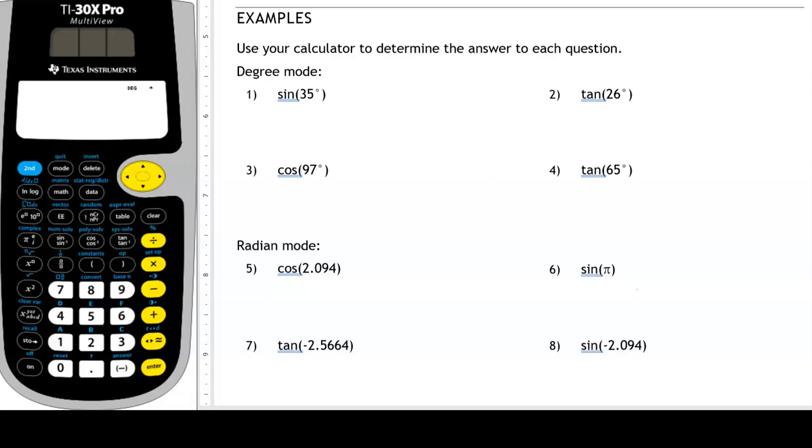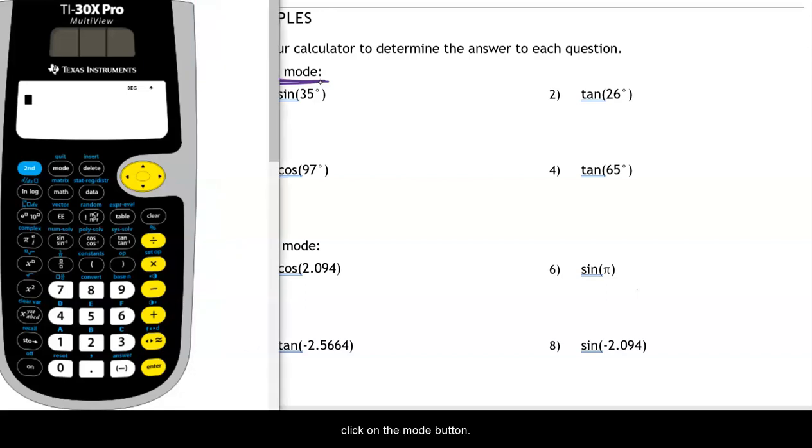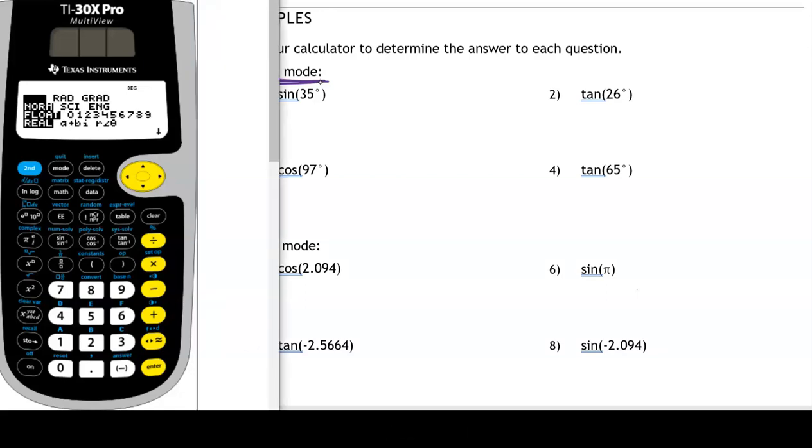What you want to make sure of each time is that you are in the correct mode. So for 1 through 4 here, we need to be in degree mode. If you look at my calculator up there at the top, you can see that it says DEG. That means degree. If you're not sure, click on the mode button, and it should have whichever one's highlighted, degree, radian, or gradient. We're not going to worry about that last one. We're just using degree and radian. But for right now, we want it in degree mode.